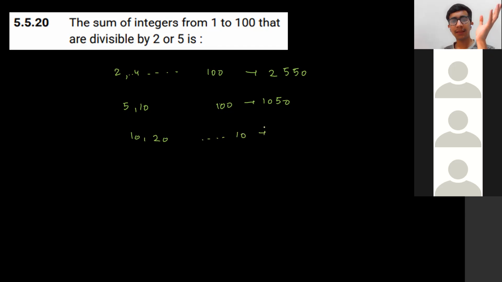So basically, calculate the sum of all integers which are divisible by 2. Then calculate the sum of all integers divisible by 5. Since you are counting the multiples of 10 twice, you'll have to subtract the sum of all integers which are divisible by 10. Okay, so this will be the sum of all integers divisible by 2, plus the sum of all integers divisible by 5, minus the sum of all integers divisible by 10.